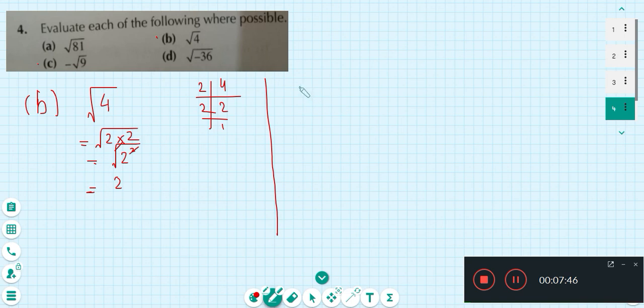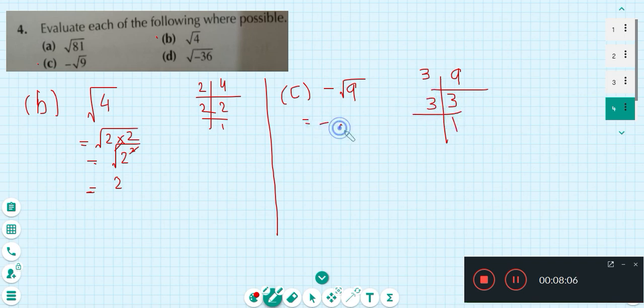Okay, next is part C, negative square root 9. So this negative sign is outside the square root, so we are dealing only with this 9 first. 9 prime factorization. 3 3s are 9 and 3 1s are 3. So negative sign as it is, whereas the square root of 9 will become square root of 3 multiplied by 3, or this 3 into 3 will become 3 square. Now cancel these two powers, square and square root, so we are left with negative 3. This is your answer.